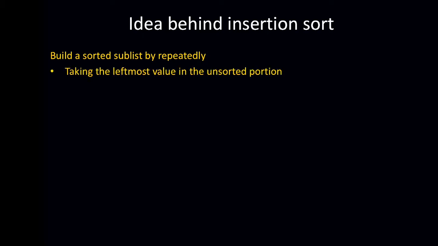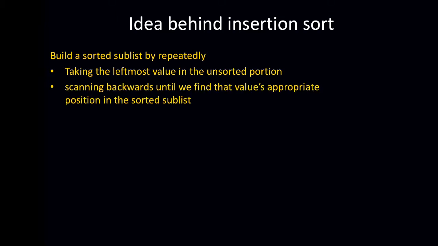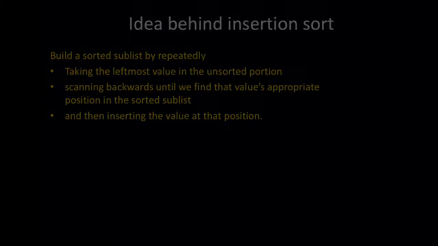Here's the main idea behind insertion sort. At each step, there is a sorted portion of your list and an unsorted portion. We build the sorted portion by repeatedly grabbing the leftmost value in the unsorted portion, scanning backwards right to left until we find the value's appropriate position in the sorted sublist, and then inserting the value at that position.